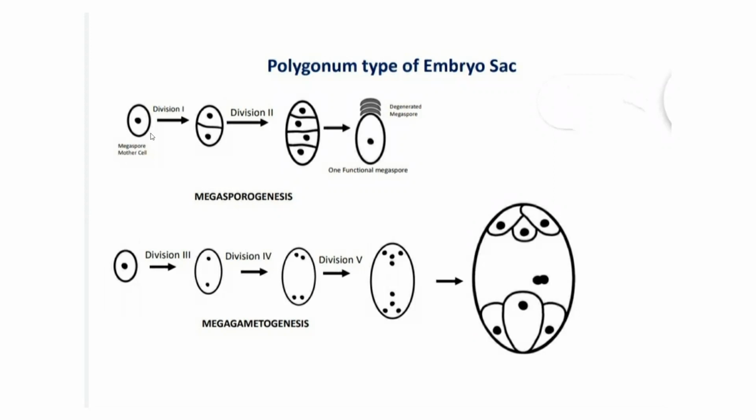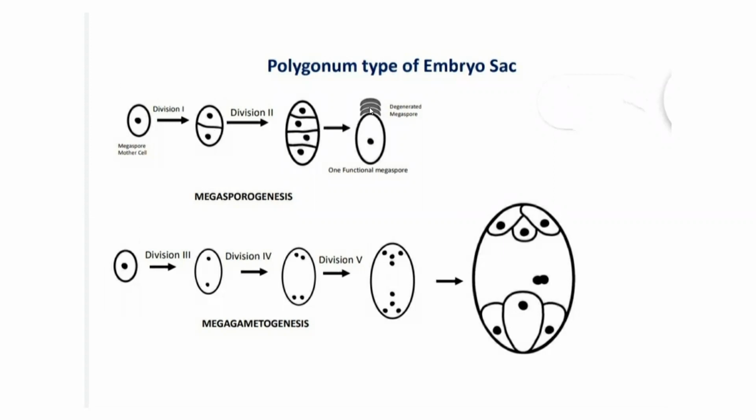So this is the megaspore mother cell. Four megaspores are formed from it, and only one is functional and participates in the development of the embryo sac. The megaspore mother cell undergoes meiosis, so one gives two, two gives four.